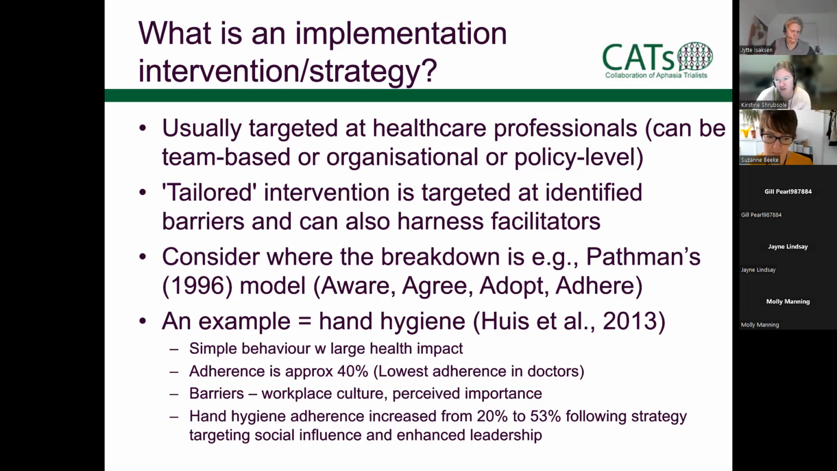It sounds simple, but you can see that there was a really big increase. It's usually 8 to 10%, but we can see it improve from 20% at baseline to 53% adherence. The strategy they developed looked at social influences and leadership. They found that if team leaders and nurse unit managers were really promoting and modeling good hand hygiene, that flowed on to the rest of the team.